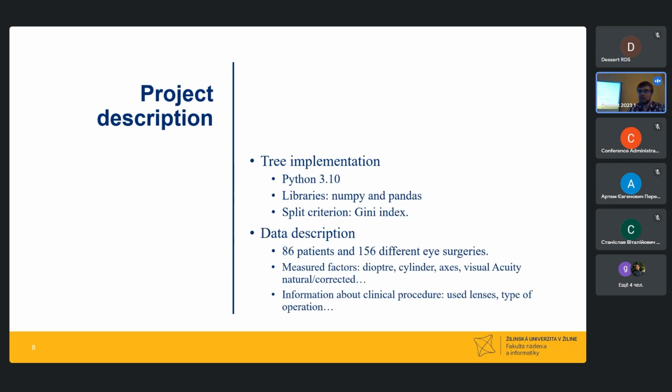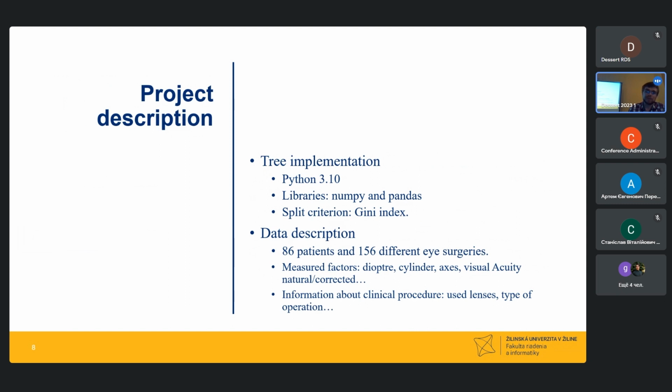And now just a quick description of the project, we implemented the tree in programming language Python. Only third-party libraries we used were NumPy for mathematical operations and pandas for data manipulation. As I mentioned, as a splitting criterion, we chose Gini index, and data for this research were provided by a private eye center in Žilina.